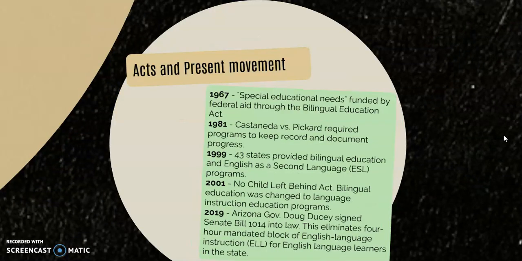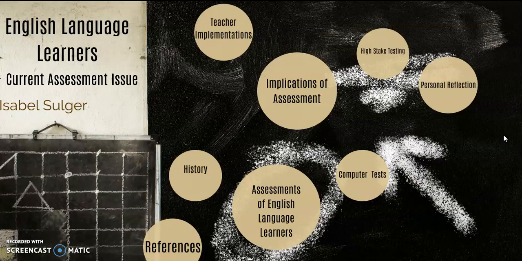There were a lot of different movements, and most recently, in 2001, No Child Left Behind was brought up, and that changed English as a second language into an instruction education program. In 2019, Arizona Governor Doug Ducey signed Senate Bill 1014 into law, and this eliminates the 4-hour mandated block of English language learner instruction.